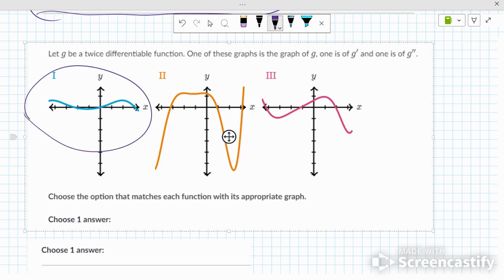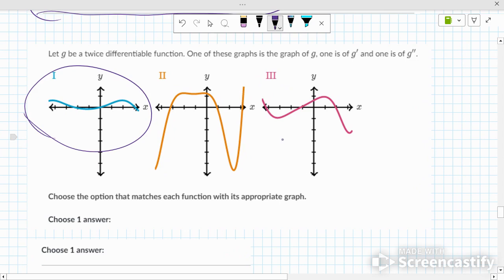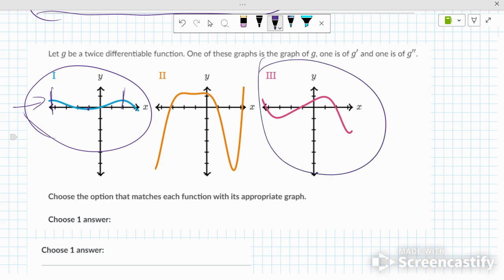You say, okay, let's make this the function. So its first derivative would have to be above the x-axis from here on up to there, below the x-axis from here to here, and above the x-axis from here to here, and below the x-axis after that, just like number 3 is. So if this is g of x, this would be the first derivative for being above and below.